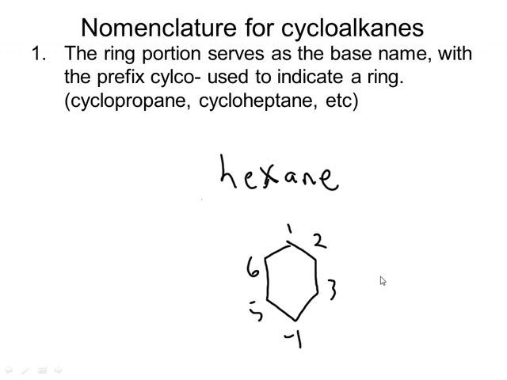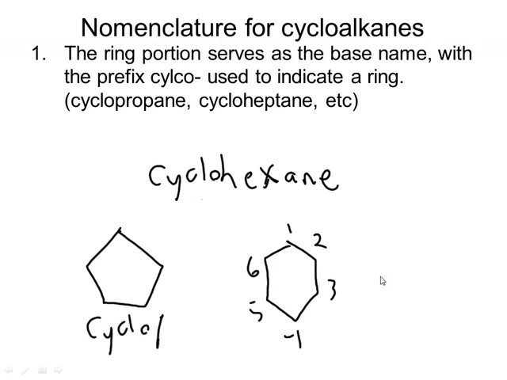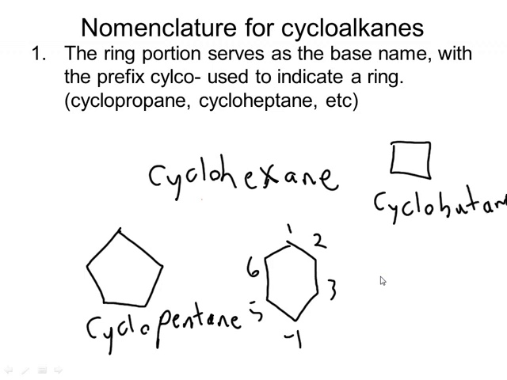But because it's in a ring, it's all connected, we call it cyclo. So that's how we change the parent chain name to indicate that it's a ring. So cyclohexane, this, of course, would be a cyclopentane. This would be cyclobutane, and so on and so forth.